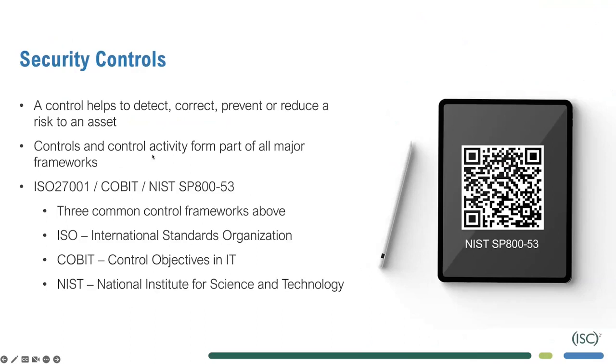So a control helps to affect an outcome in the real world. You have a remote control for your television. It affects an outcome. And what we're trying to do is to detect, correct, prevent, or reduce a risk, to affect that outcome somehow. Controls and control activity follow on from our risk management, and we have a risk-based approach to security. Therefore, this control activity is really important now, and it's part of all major cybersecurity frameworks.